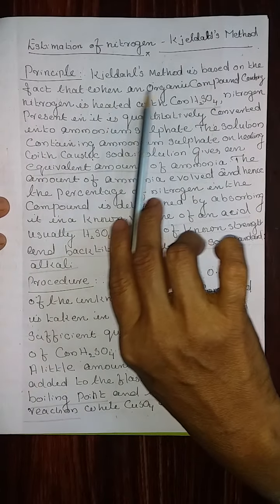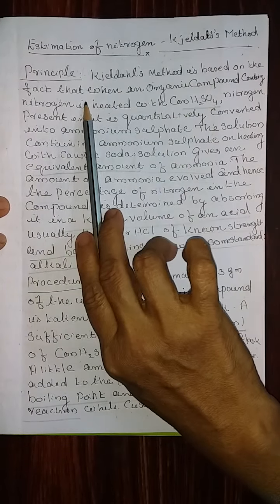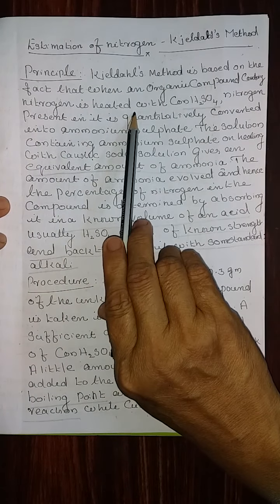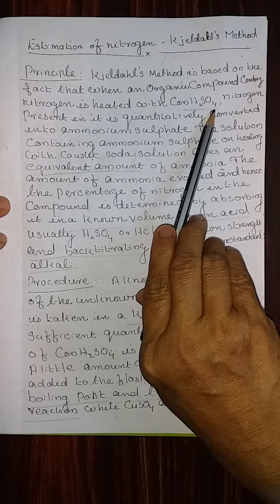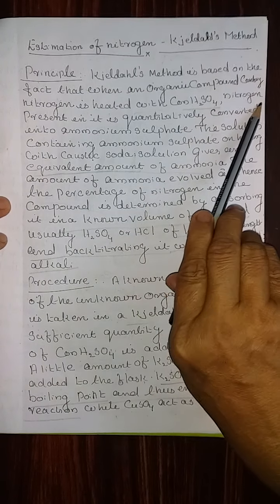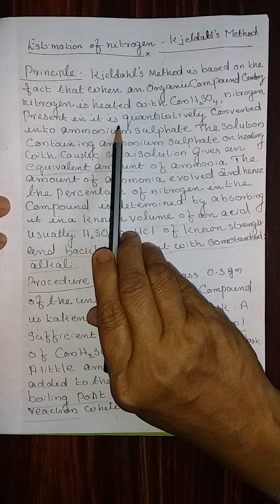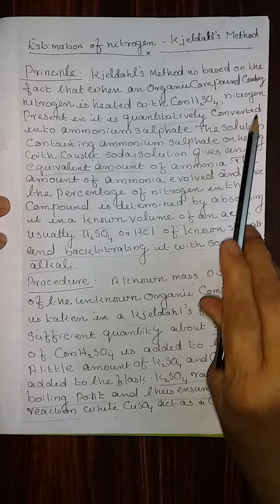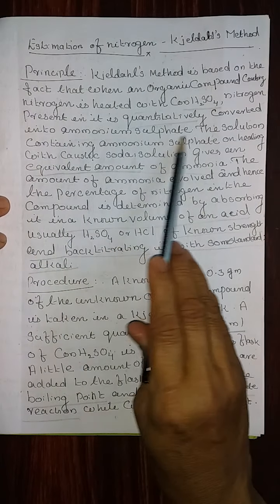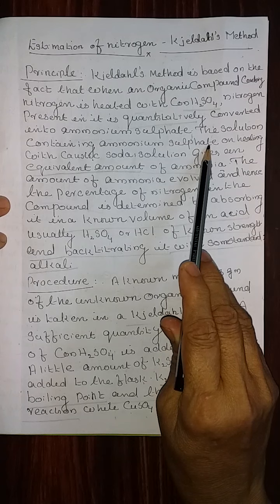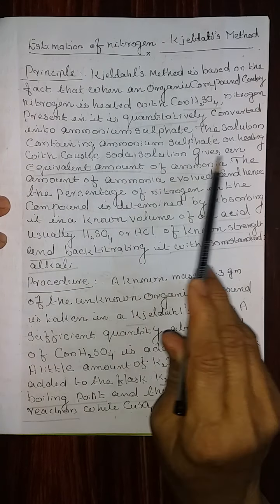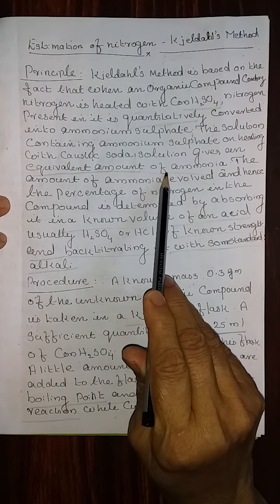Principle. Kjeldahl's method is based on the fact that when an organic compound containing nitrogen is heated with concentrated sulfuric acid, nitrogen present in it is quantitatively converted into ammonium sulfate. This solution containing ammonium sulfate, on heating with caustic soda solution, gives an equivalent amount of ammonia.